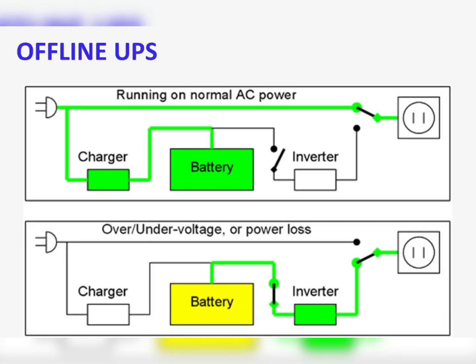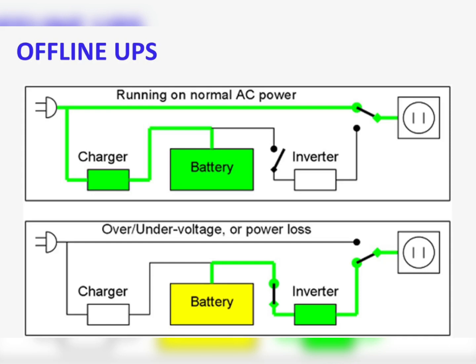Now, let us see the working of offline UPS. Please observe the two diagrams shown in the slide. The upper diagram explains the functioning when the main supply is available. The extreme left side of the diagram is the main supply and the extreme right side is the load. When main supply is available, it will be provided to the load directly. At the same time, the battery is charged through the charger.